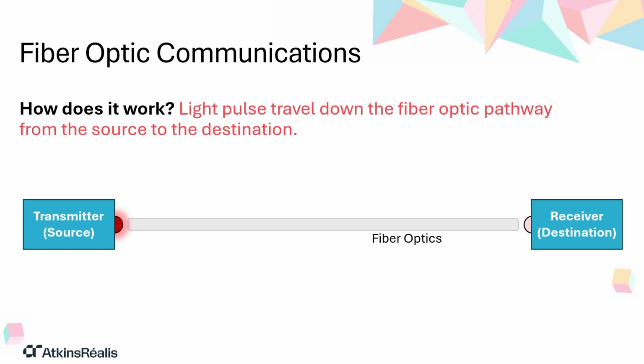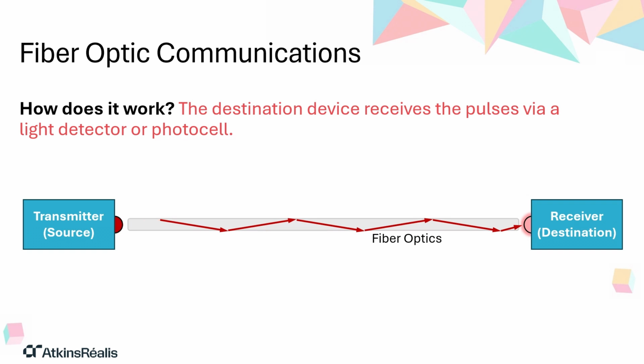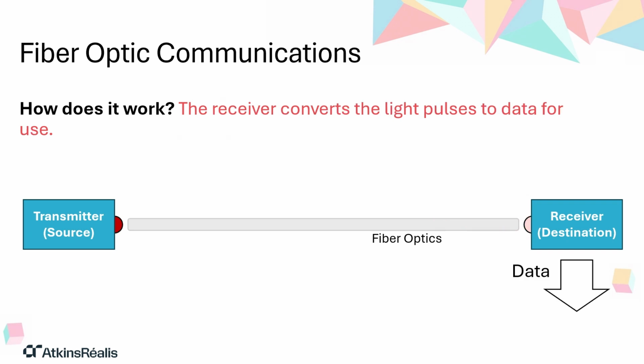The transmitter will use that LED or laser source to then send light pulses down the fiber optic pathway from the source to the destination. The receiver has a photocell or light detector that is able to receive the individual pulses of light. The receiver then ingests that series of bits, those light pulses, zeros and ones, and converts it into data that can then be used by other networking equipment.